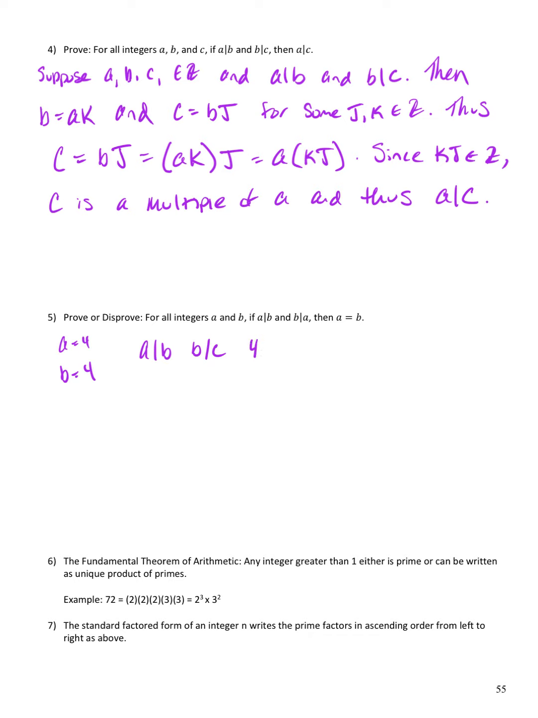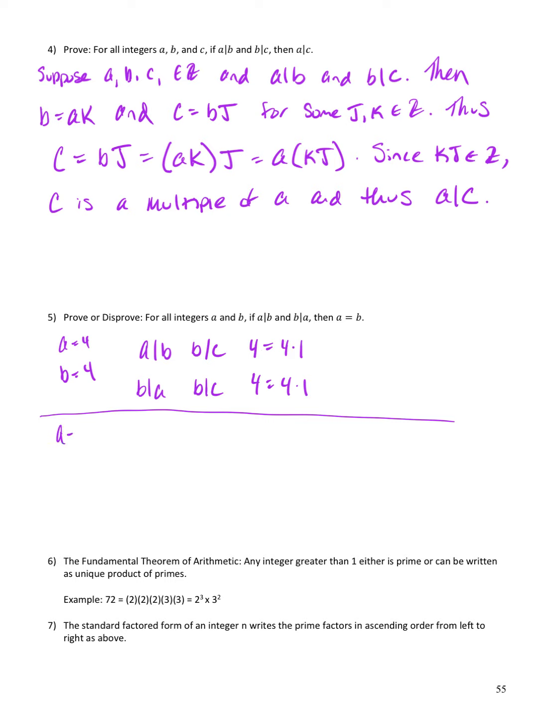Right, because 4 equals 4 times 1, and b divides a because, again, 4 equals 4 times 1. So this has me thinking that this might be true, that a equals b. But this has to be true for all integers a and b. So what if I throw some negatives in here?